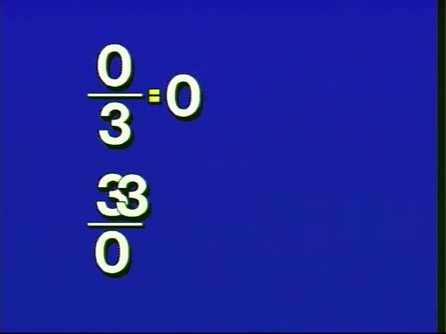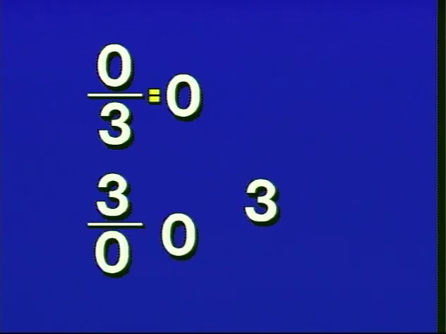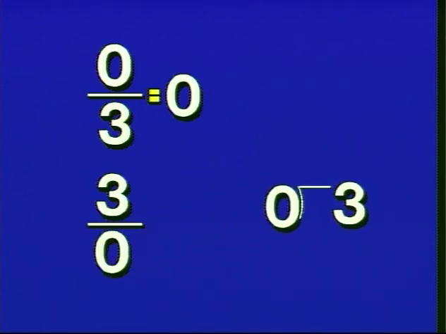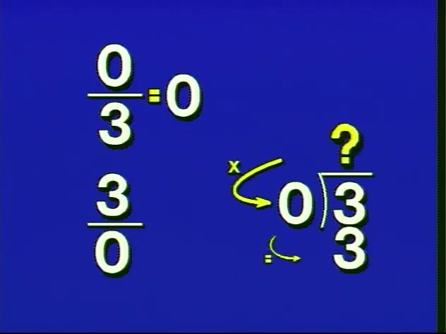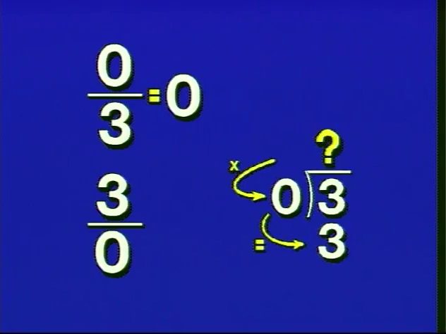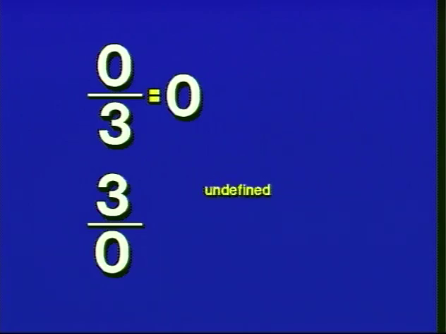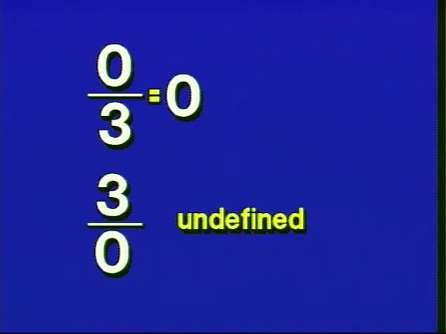But look at 3 over 0. That means 3 divided by 0, or 0 into 3. Again, we're looking for a number which when multiplied times the divisor gives the dividend. In other words, what number times 0 is equal to 3? Well, no number times 0 will be equal to 3. And that's why 3 over 0 is undefined. And anytime we have a fraction with a 0 denominator, the situation is undefined.